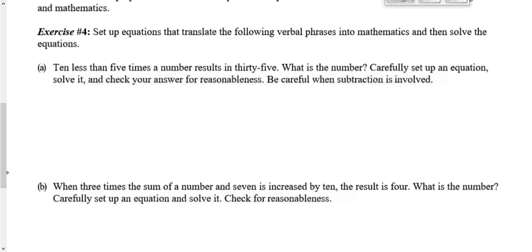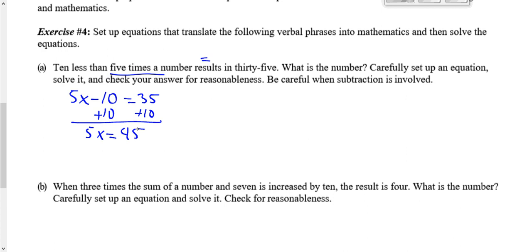So 10 less than 5 times a number results, well, we know that's an equal sign, in 35. 10 less than a thing. What's the thing? So 5 times the number would be 5x. 10 less than that would be 5x minus 10. Results equals 35. Right? What's the number? So what are we going to do? Add 10 to both sides. So 5x equals 45. Divide by 5.